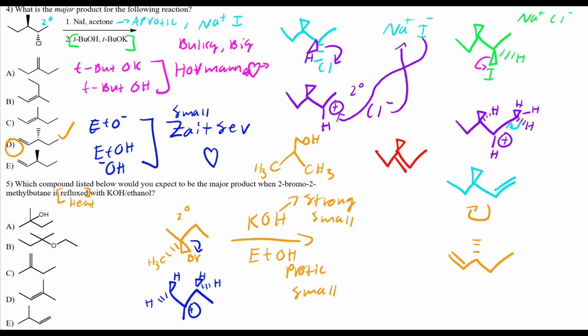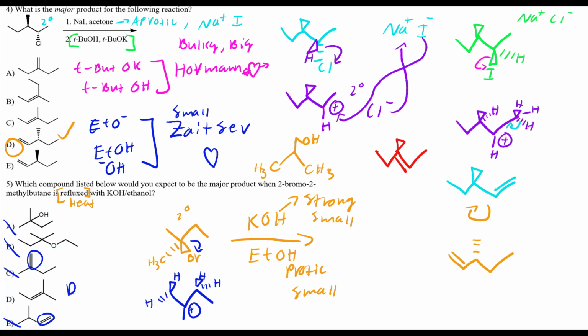Automatically, you should know the answer already. Since we're doing elimination, we're not doing any substitution. A and B are clearly substitutions, so they're incorrect. Now, we are working with a small base, small nucleophile, right? And so we should be favoring Zaitsev's. Zaitsev is going to give us an internal double bond, not a terminal double bond. And so C is going to be incorrect because that's a terminal. It happens in the end, right? So that's going to be wrong. E is also wrong because that's terminal as well. D is going to be your correct answer.